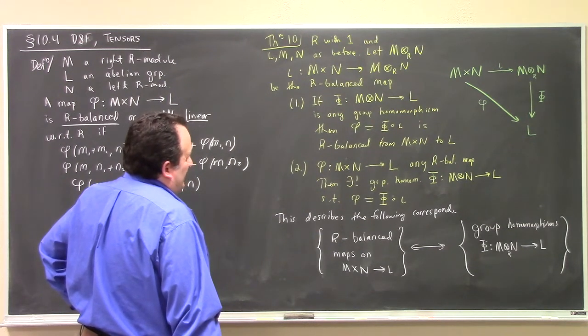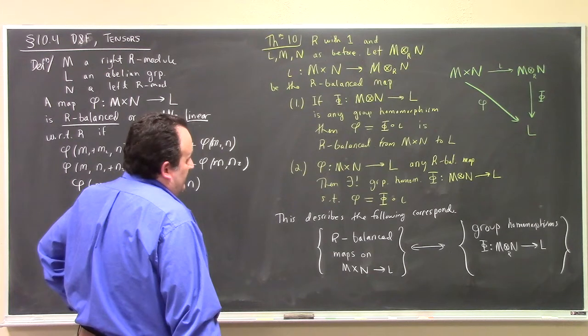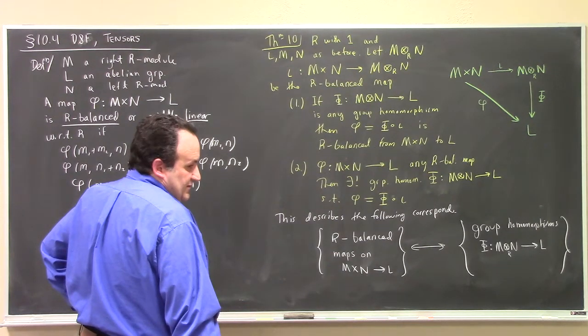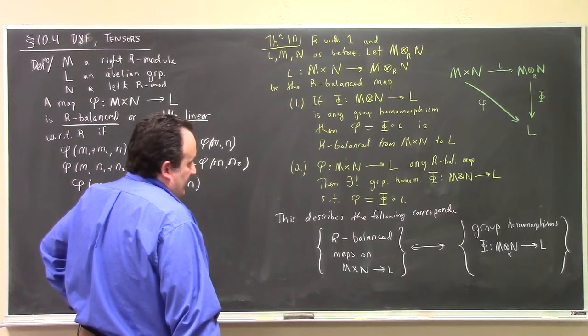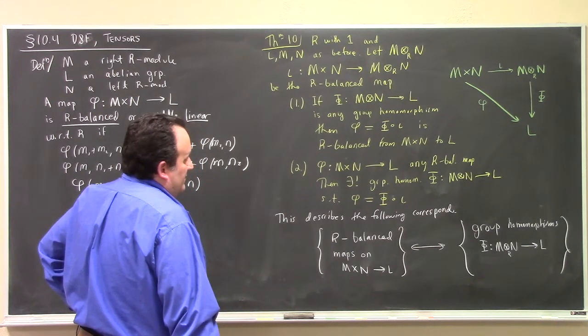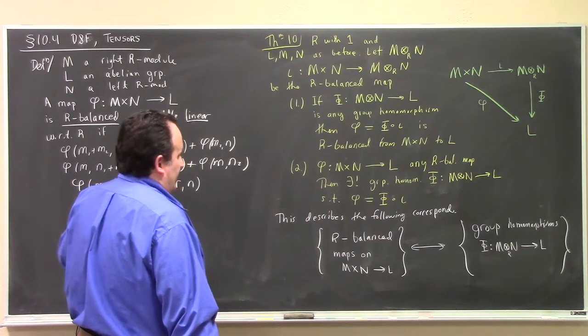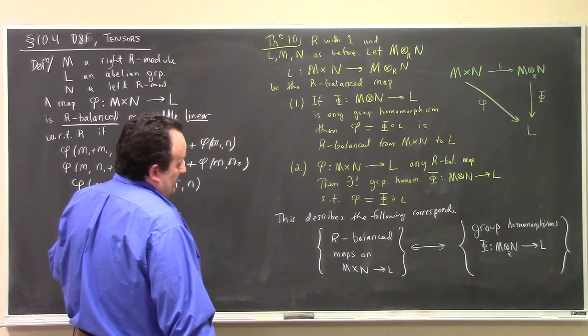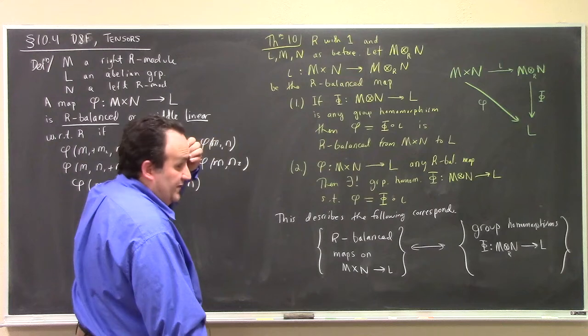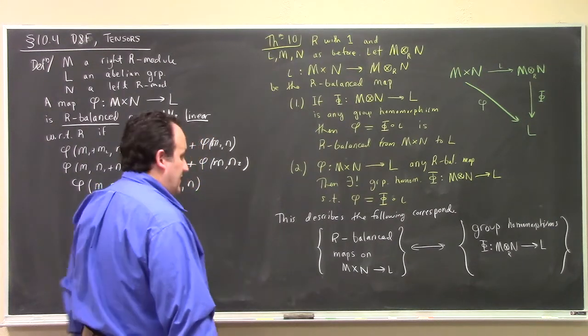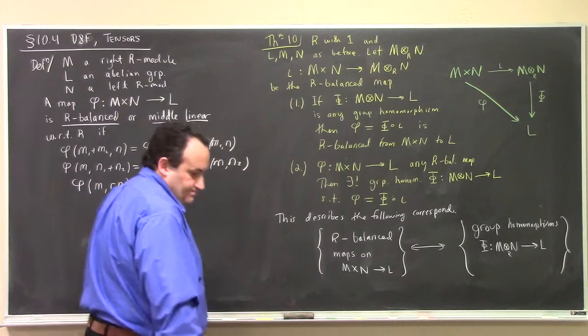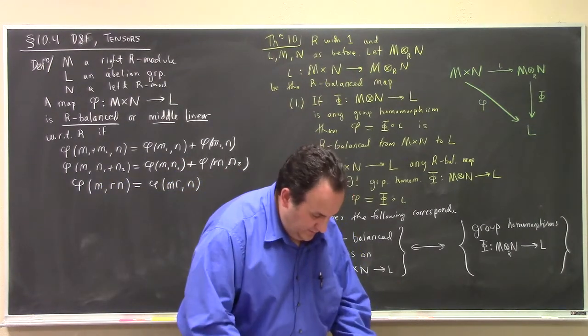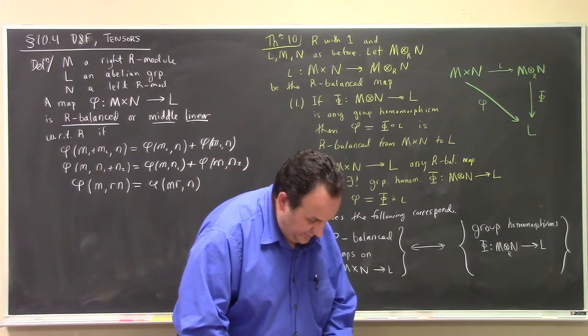This is useful because a lot of times it's easier to check middle linearity, and then to use this theorem to get the group homomorphism on the tensor product as opposed to trying to do it directly. So if you start looking at how this theorem's used, a lot of times you check that you have an R-balanced map, and then aha, by Theorem 10 that induces a homomorphism on the tensor product. So I wanted to mention that. It's kind of an important one.